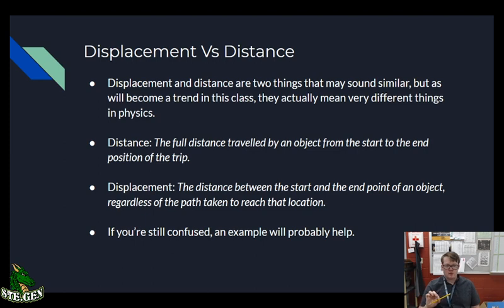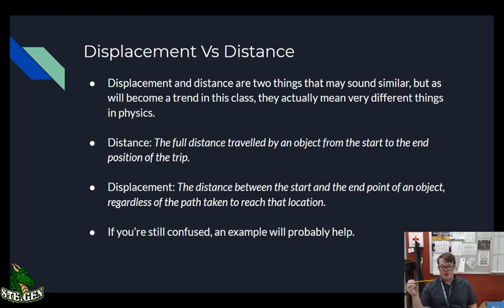The distance traveled would be the measurement of all of the motions that it made in that full journey. We'd calculate how many meters or how many centimeters it traveled in total, and then that is the distance that that object has traveled. Displacement, if it started here, did all that stuff, and ended back here, is 0. The distance between the start and the end point, regardless of the path, is displacement.